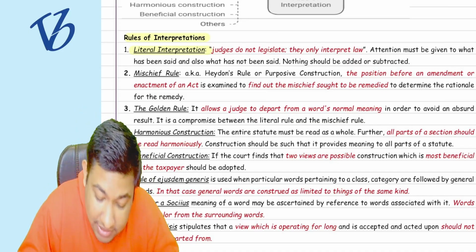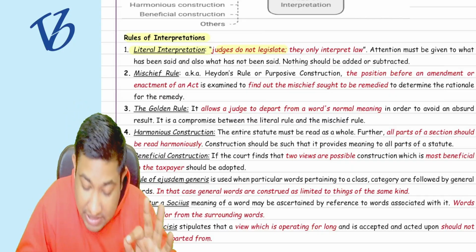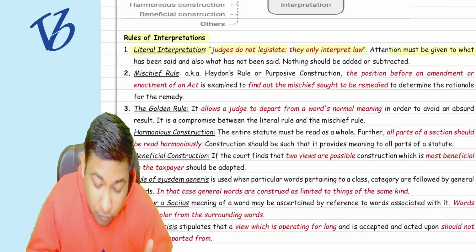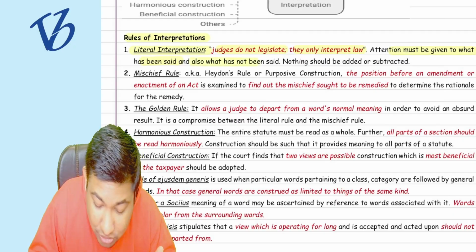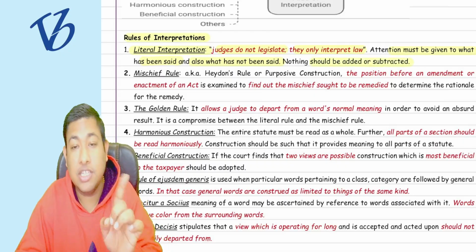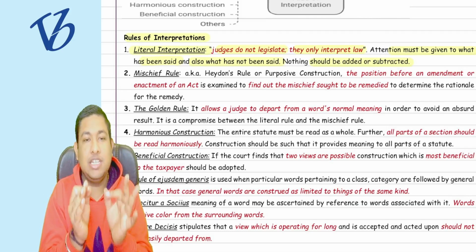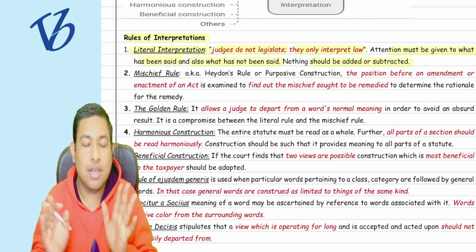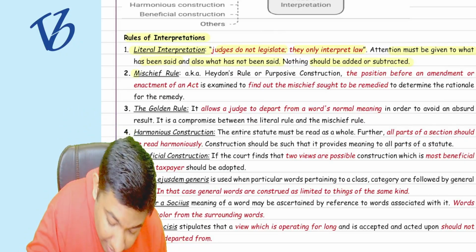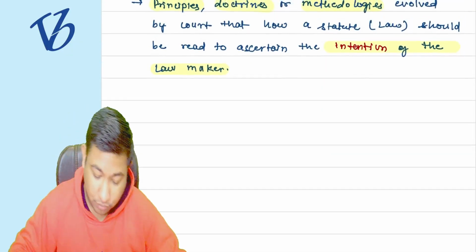It says that judges do not legislate, meaning judges do not make the law, they just interpret the law. So attention must be given to what has been said and what has not been said. Nothing should be added or subtracted. Whatever is written, just interpret it as it is. That is what a literal interpretation is all about. Second is the mischief rule. Understand it very carefully. What is a mischief rule?